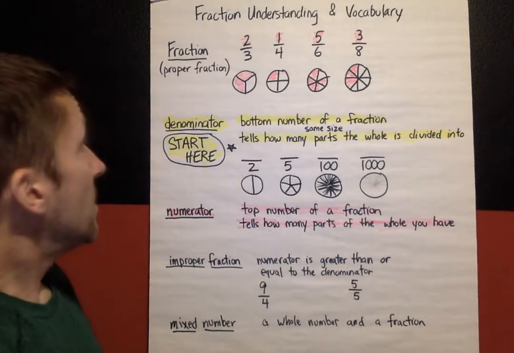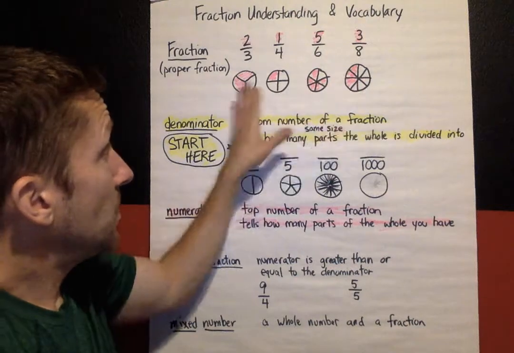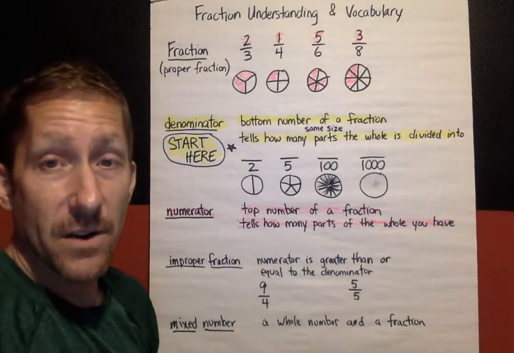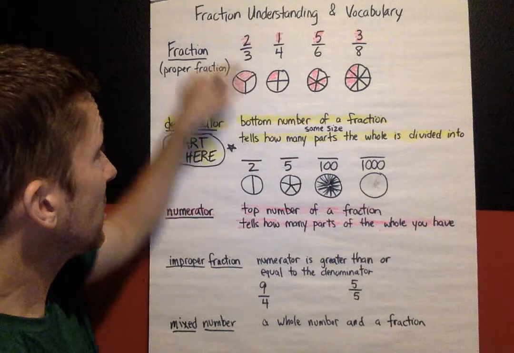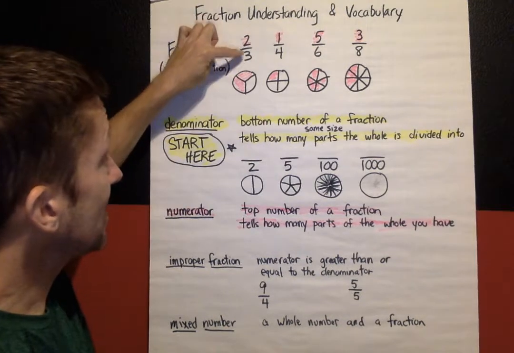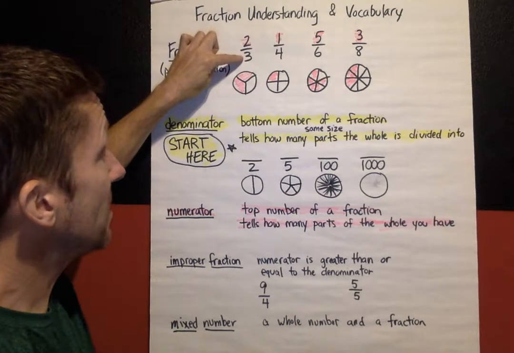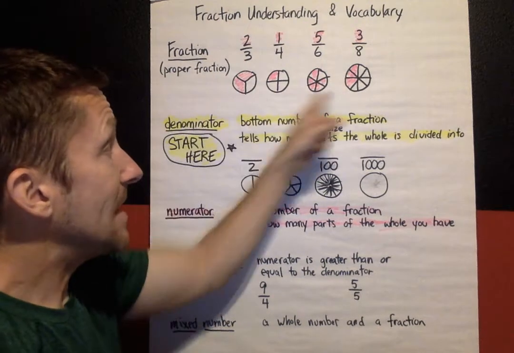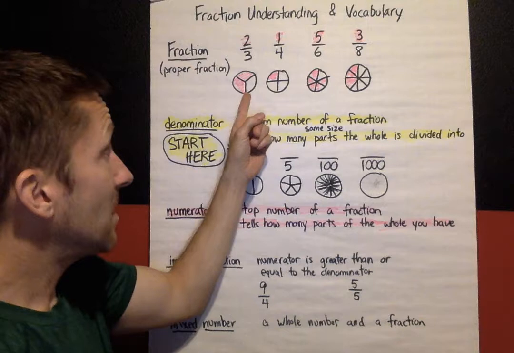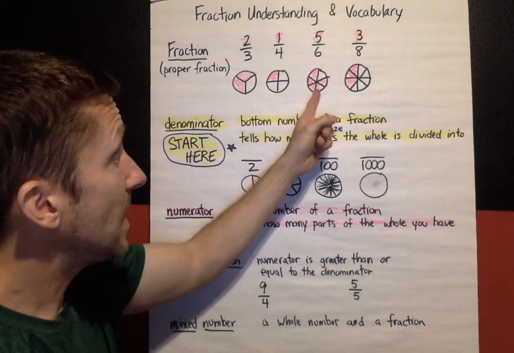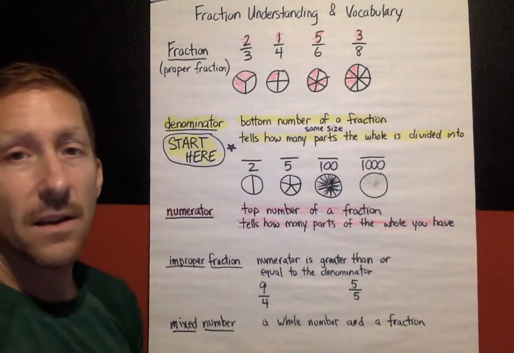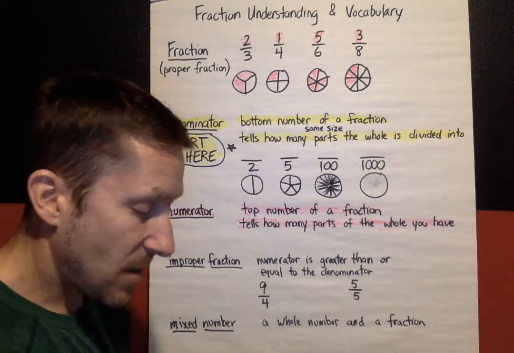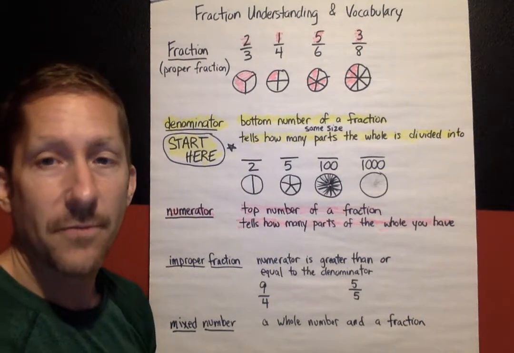Okay, moving on. Most of the time, you're more used to fractions where the numerator is less than the denominator, and those are called proper fractions. It's always going to be less than a whole. We don't have a whole pizza on any of these. So a proper fraction is always going to be less than a full pizza.